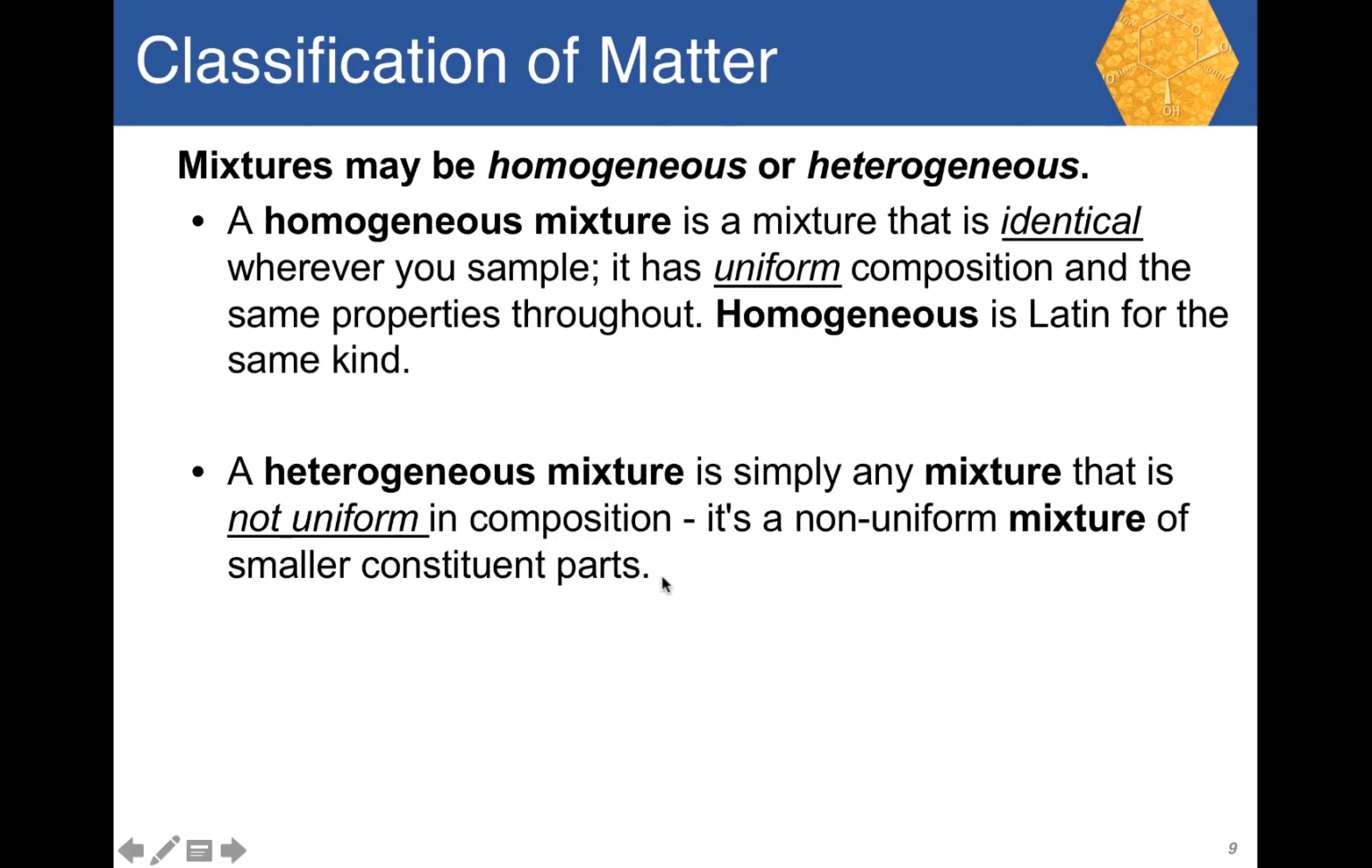Let us apply that definition here, or define it further. We have a homogeneous mixture. A homogeneous mixture is one that is uniform throughout, identical wherever you look. So if you have a mixture and you look at that mixture, if the composition of that mixture is uniform throughout, the same throughout, it is described as a homogeneous mixture.